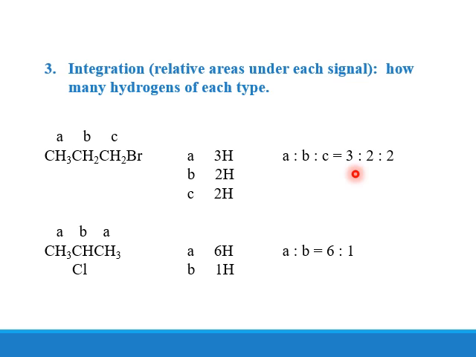So about the integration, based on the integration, we can know how many hydrogens of each type we have. For example, here type A is 3 hydrogen, type B is 2 hydrogen, type C is 2 hydrogen. So the intensity of their peaks will decrease from A to C. The peak of A will be stronger, and same for this compound. For A type we have 6, so the peak will be stronger. However, for B we have just a single hydrogen, so the peak will be smaller. The ratio will be 6 to 1.